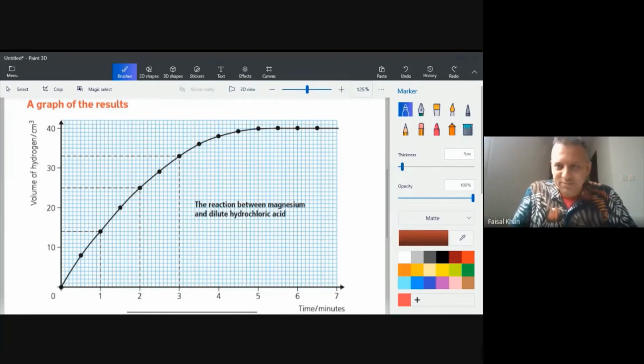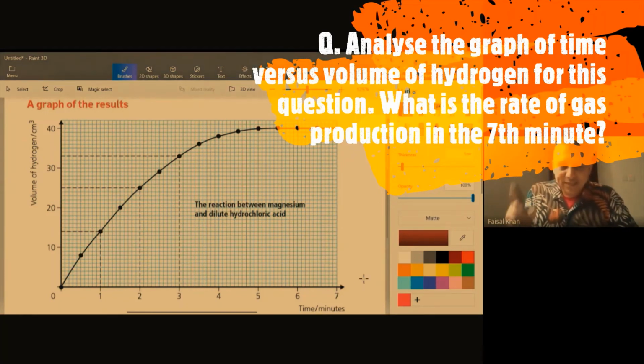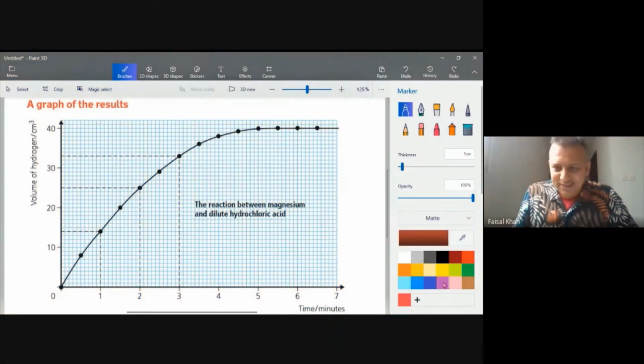Right, this is Hamza's moment. Okay, so Hamza, here we go. In the chat, this is your final question. Analyze the graph of time versus volume of hydrogen for this question. What is the rate of gas production in the 7th minute? Instantaneously now, you should be thinking, what's the time? What do I need to look at? The time. 7th minute.